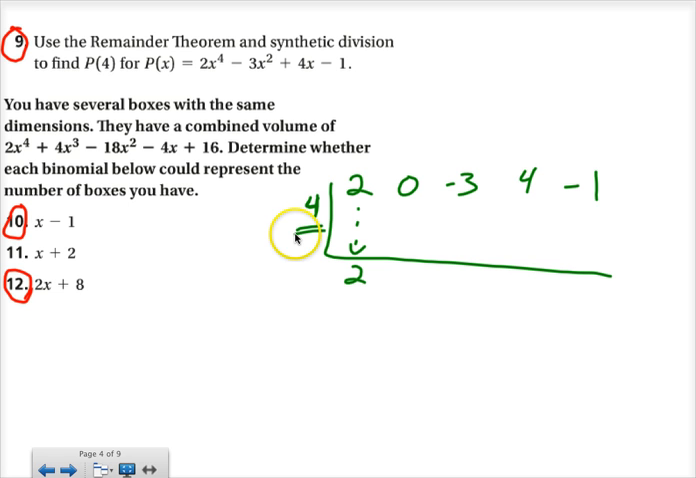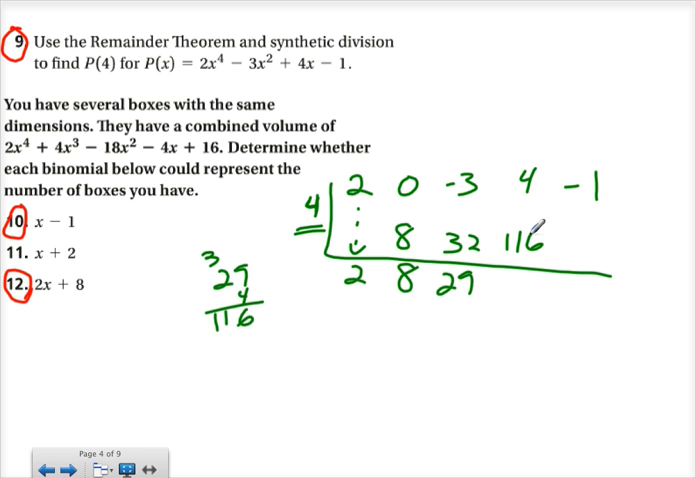So 2 times 4 is 8. Inside the box we add and get 8. 8 times 4 is 32. Inside the box we add and we get 29. Outside the box we're going to need 29 times 4, so I'll just do a little good old-fashioned math over here. And we get 116. 116 plus 4 is 120. And then 4 times 120 will be 480, and 480 and a negative 1, adding those two together, will be 479. So 479 would be the answer. Again, by the remainder theorem, it's just that last number that we care about. That is our answer.